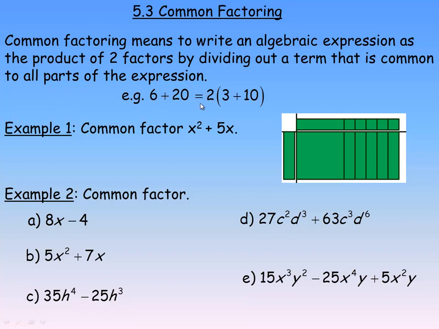Here's a numerical example, just numbers, no variables whatsoever. If we had 6 plus 20 and we didn't want to add the 6 and 20 together, we could common factor a 2 out of this because 2 divides into both 6 and 20. So here's the 2. Now what will go in the brackets after the 2 is what you would get if you divided each of these by 2. So for example, 6 divided by 2 is 3, and 20 divided by 2 is 10. So that's why it would be 2 times 3 plus 10. So that's an example of common factoring with just numbers.